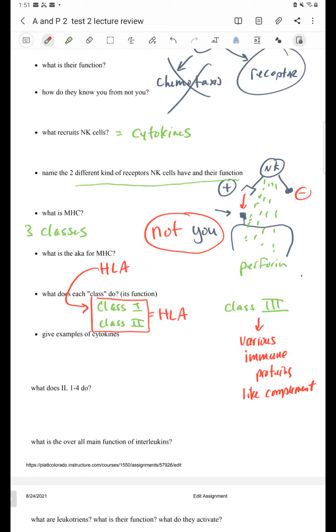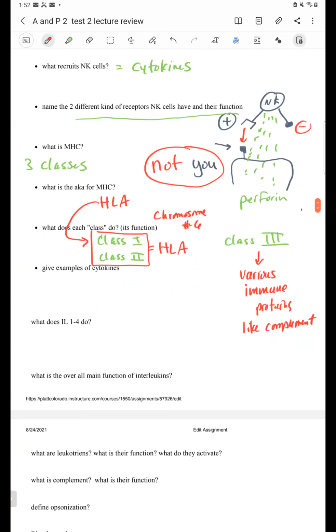The AKA for MHC is the HLA, human leukocyte antigen, via Class 1 and Class 2. All 3 of them come from chromosome number 6. So what does each class do? I'm just going to say this orally. You guys can get more specific with it later as you write it out.